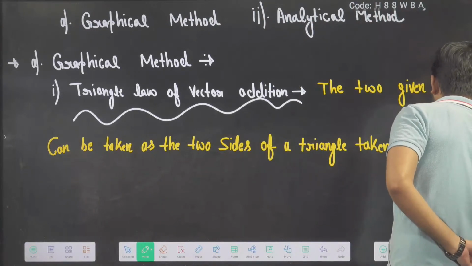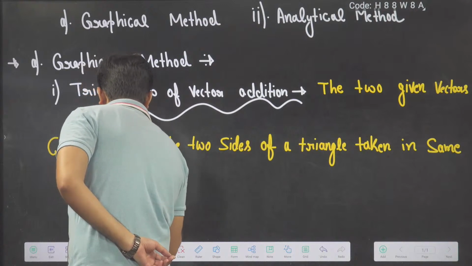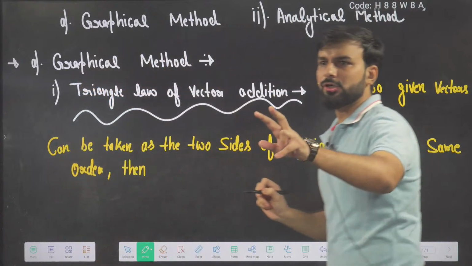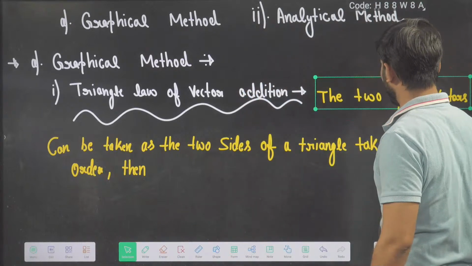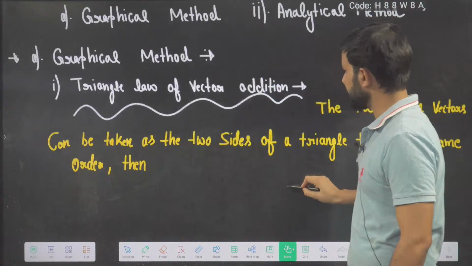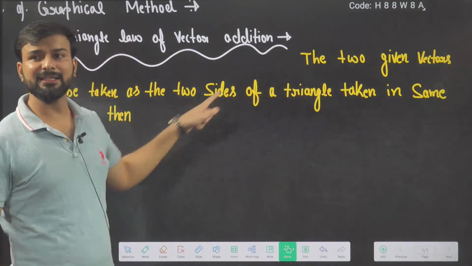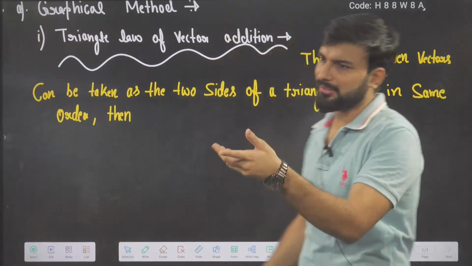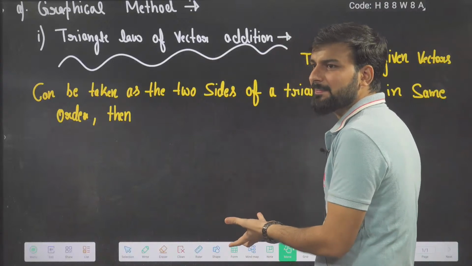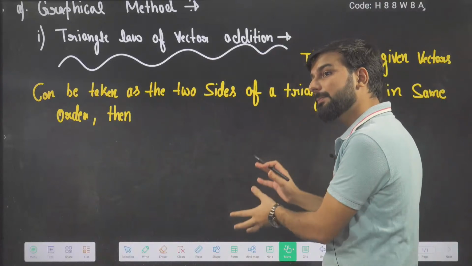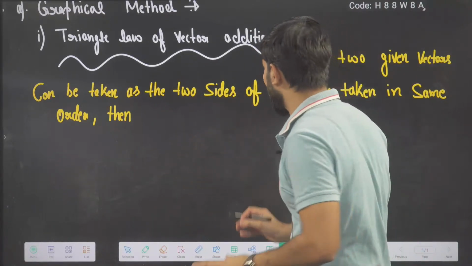What is the meaning of same order? I'll explain it with the help of the diagram. The two given vectors can be taken as two sides of a triangle taken in the same order. Don't worry, I'm just writing the definition. I will explain this definition with the help of the diagram. You will visualize each and everything.